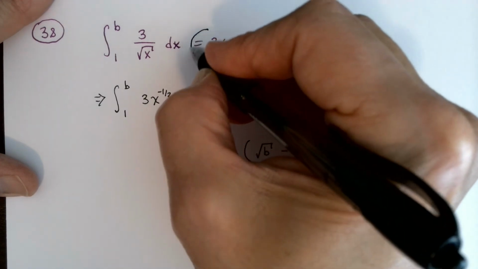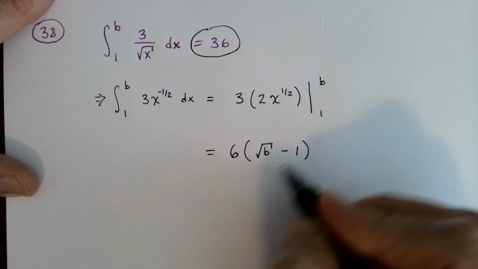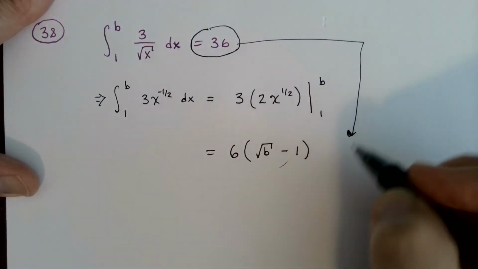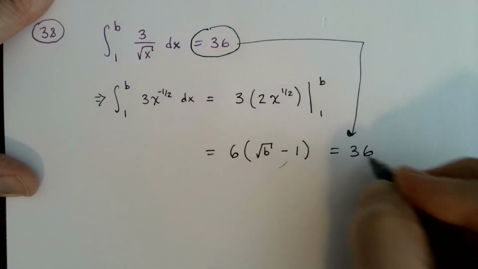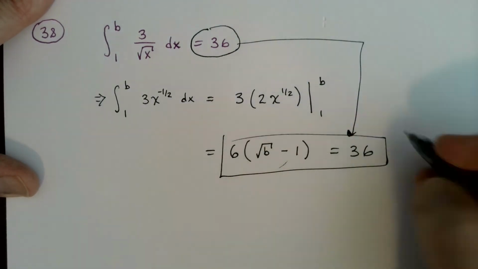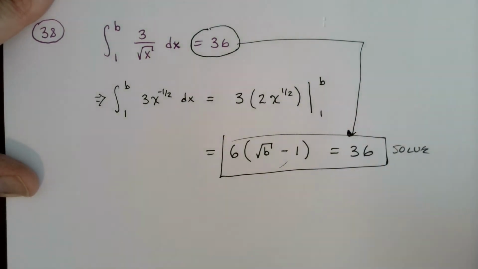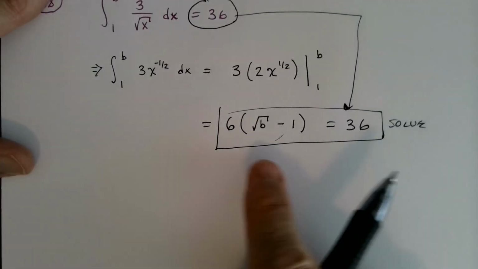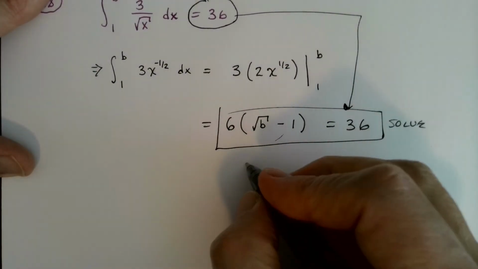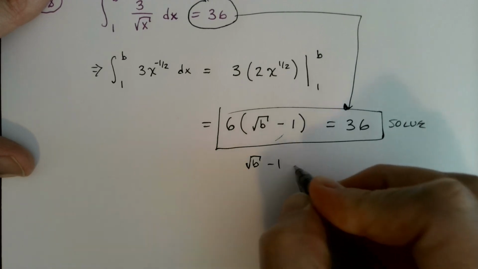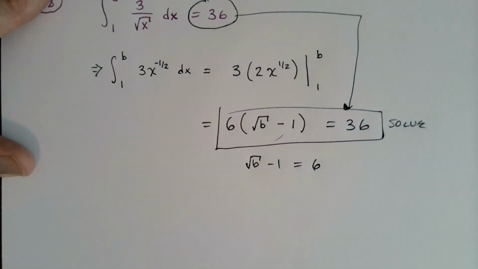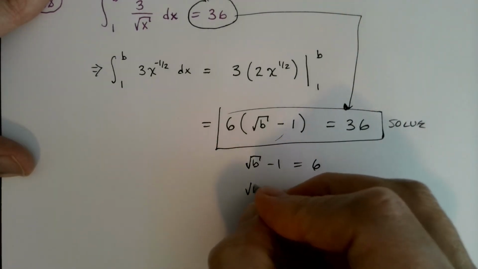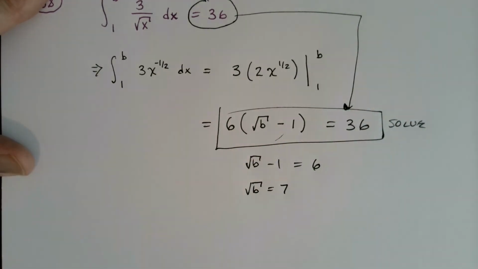Now what are we saying? This definite integral has to be equal to 36. So I now want to solve this equation for b. How do I solve this equation? Divide both sides by 6. I get the square root of b minus 1 equals 36 divided by 6, which is 6. Add 1 to both sides. 6 plus 1 is 7.